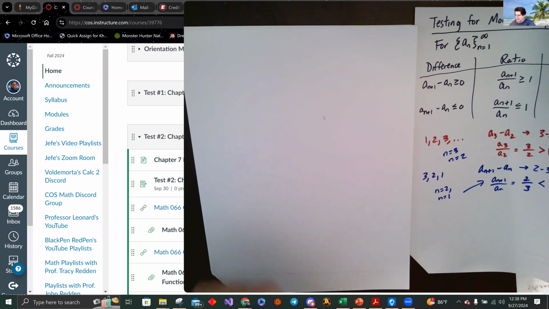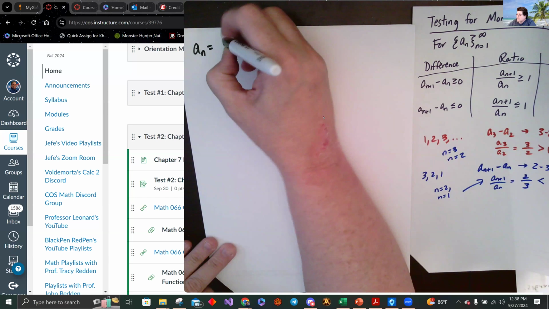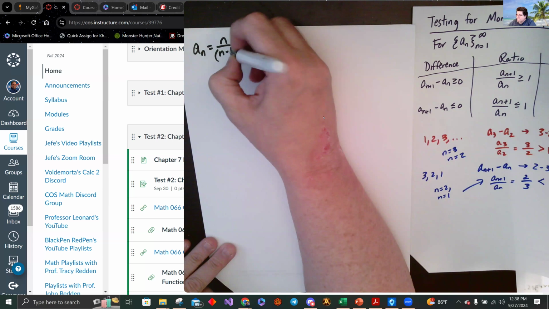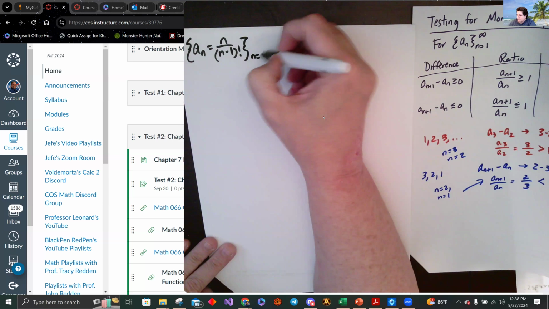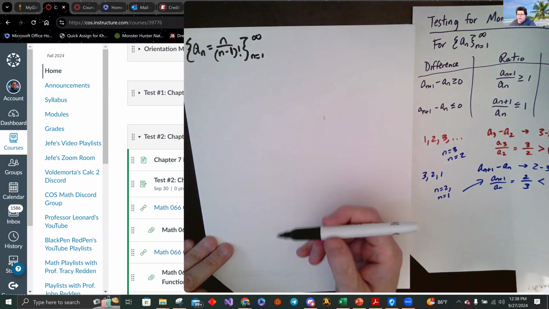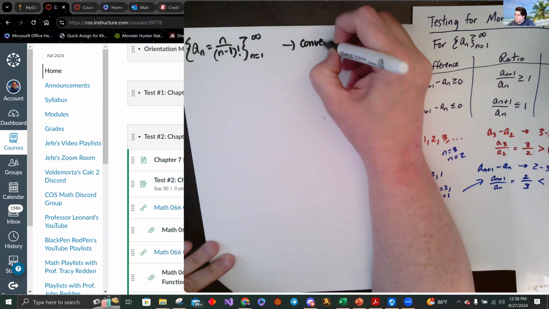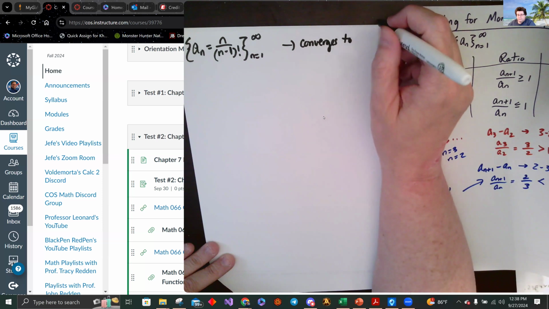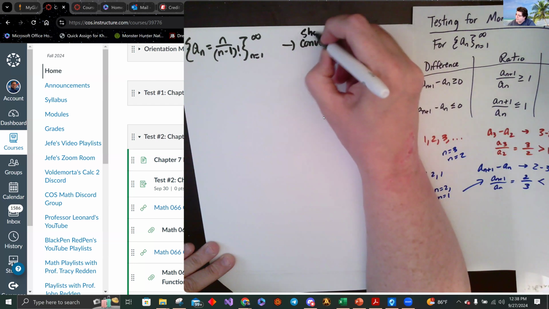Let's take a look at a sub n equals n over n minus 1, factorial on the bottom, from n equals 1 to infinity. And we will show that this converges. We're just going to show that it converges.